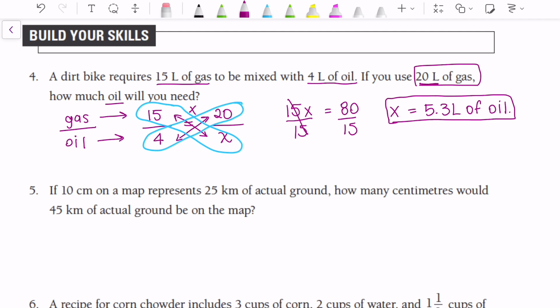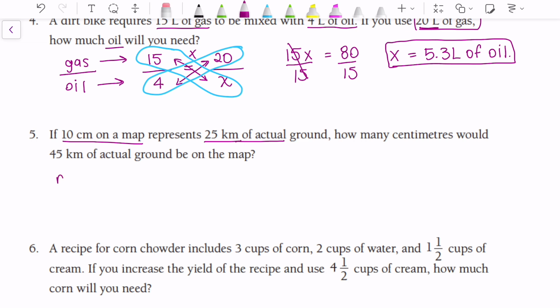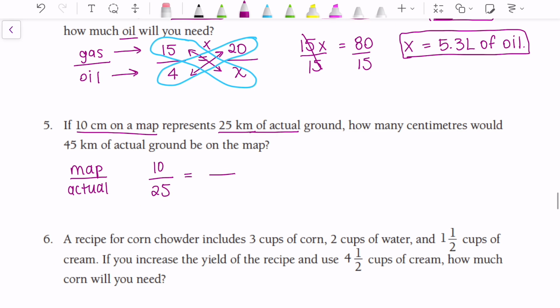If 10 centimeters on a map represents 25 kilometers, okay, actual 10 centimeters on the map. Right away, I'm starting with map on the top, actual on the bottom, and this is how I'll set up my proportions. So we have map is 10 centimeters. Actually, don't need the centimeters right now. Over 25. And we're going to set it equal to, and you can see how many centimeters, which would be on the map. We'll put an x where that is. And 45 kilometers on the actual ground.